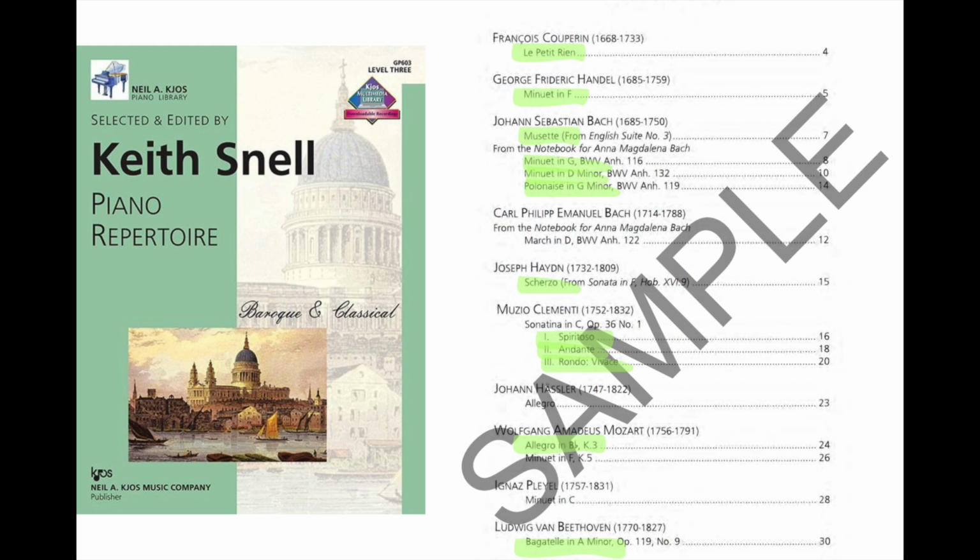So I'm going to put a slide up on the screen so you can see what might be included. If we look first at level 3, you can see I've got the table of contents here for the Baroque and Classical level 3 book, and I have highlighted the pieces that are included in the Essential Piano Repertoire level 3. So you can see that that includes the Couperin, the Handel, all of the Bach, and then the Haydn, the complete Clementi Opus 36 No. 1, that Mozart Allegro, and the Beethoven Bagatelle. So that's actually most of the contents of that Baroque and Classical book.